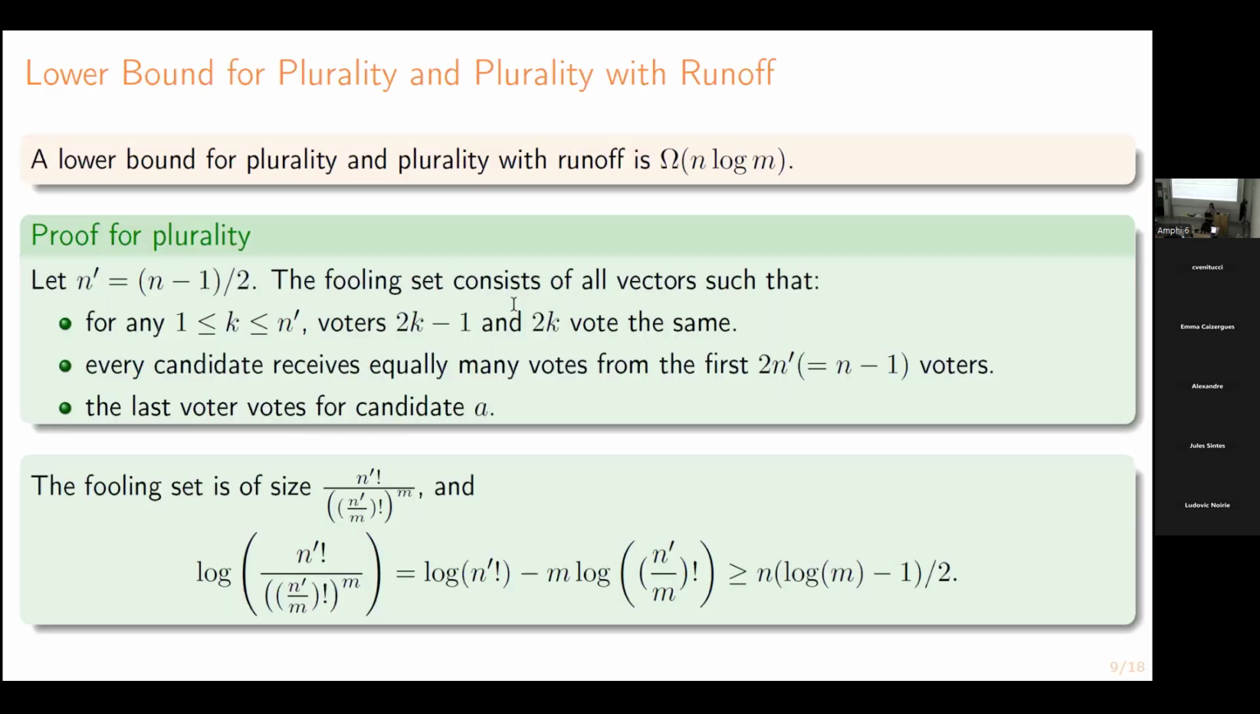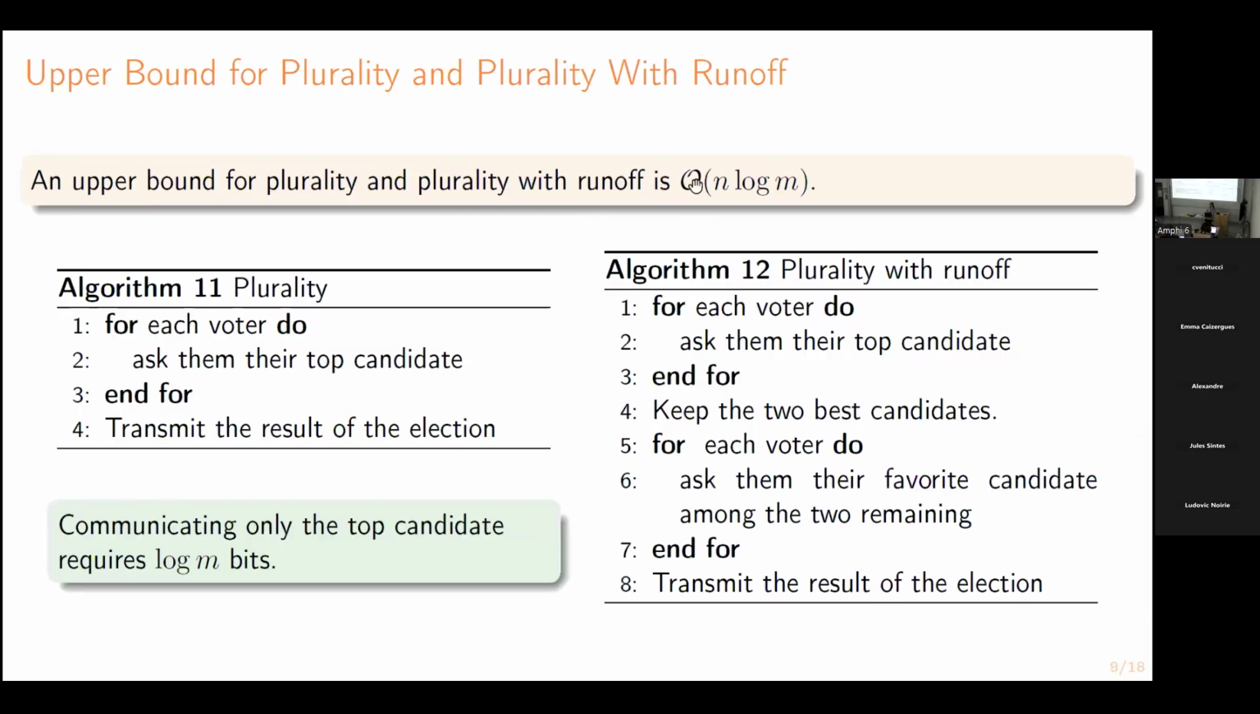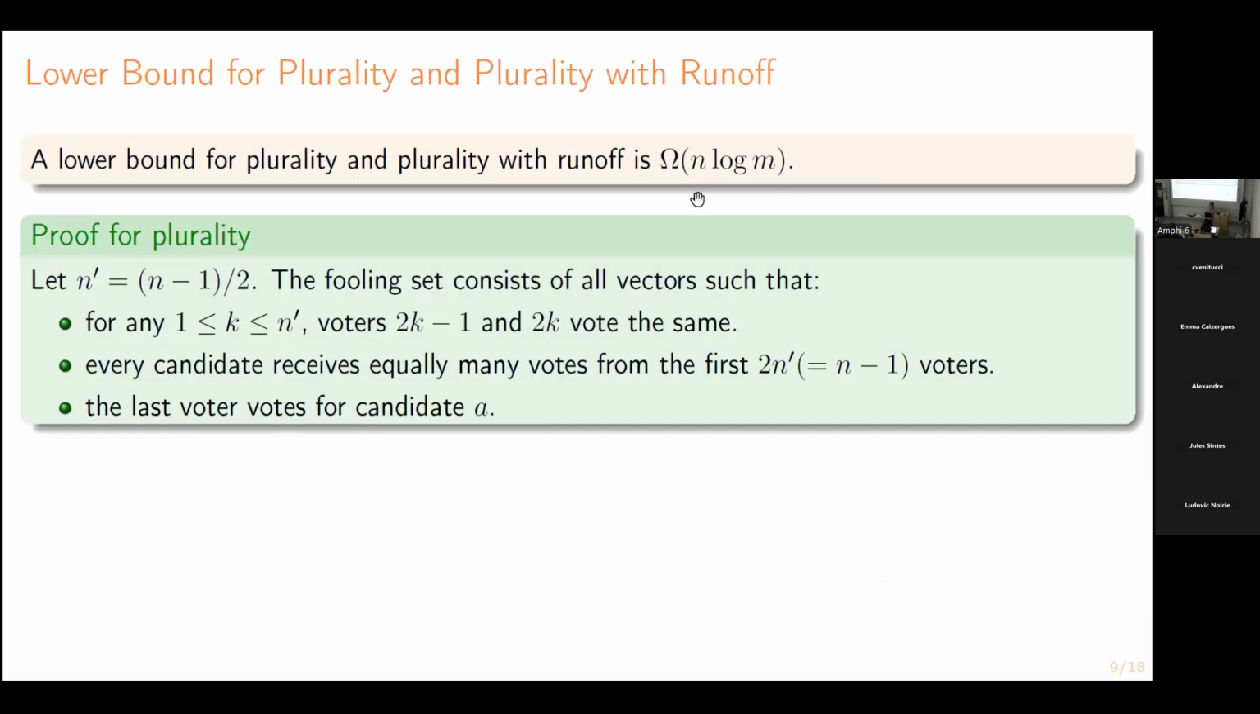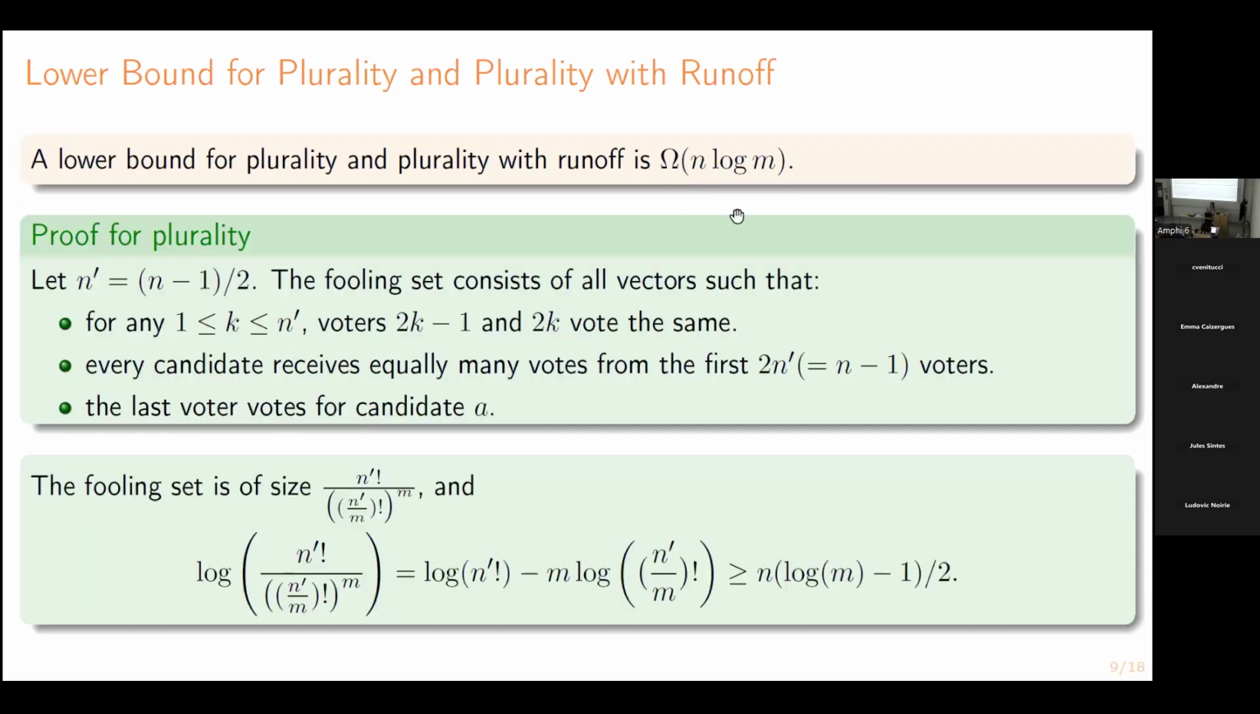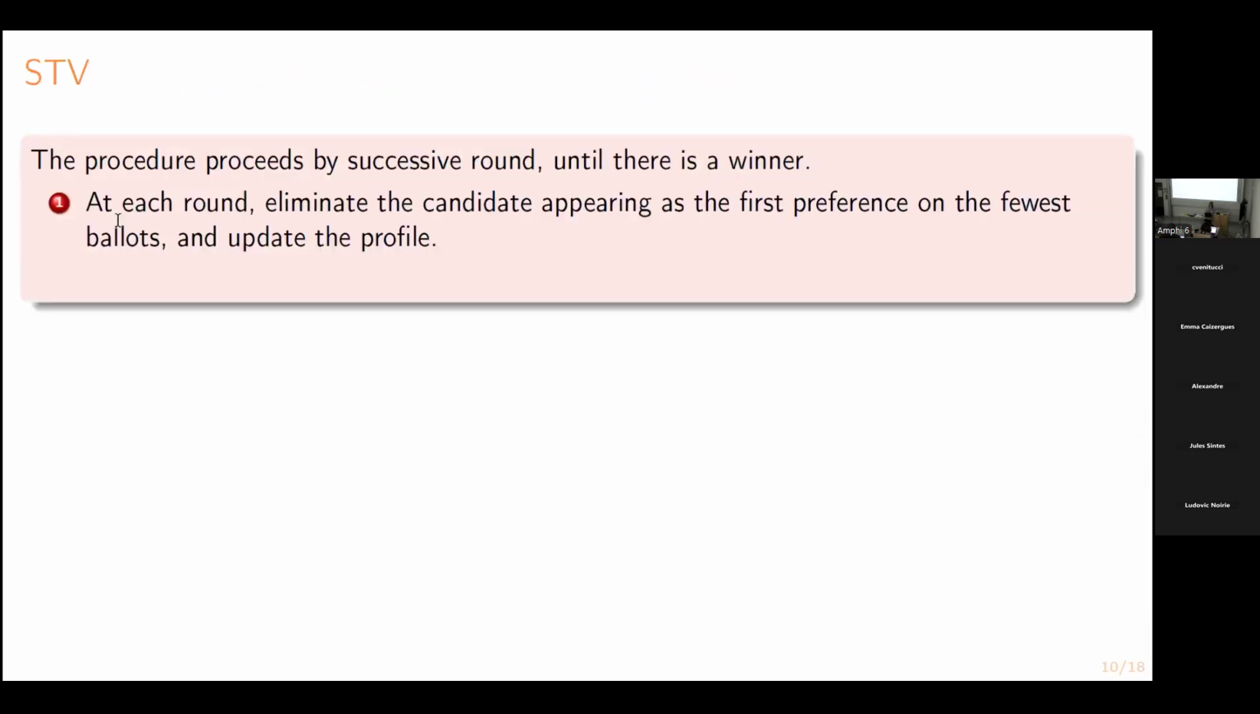Okay. So here, just to conclude on this, here it's the proof of plurality. There is a similar proof for plurality with runoff, which consists of basically designing the same Fooling set, and you obtain the same bound. So just to conclude, the lower bound and the upper bound match, which is the case for every voting rule except this one, STV.